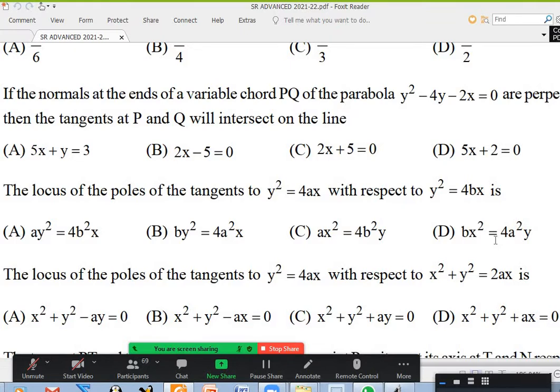So 39. The locus of the poles of the tangents to this with respect to this.